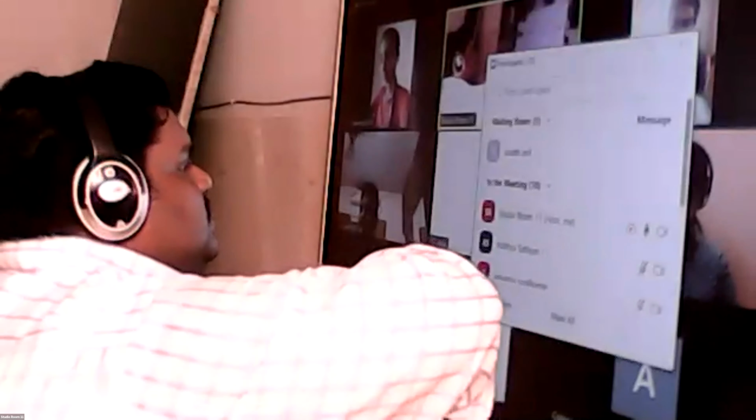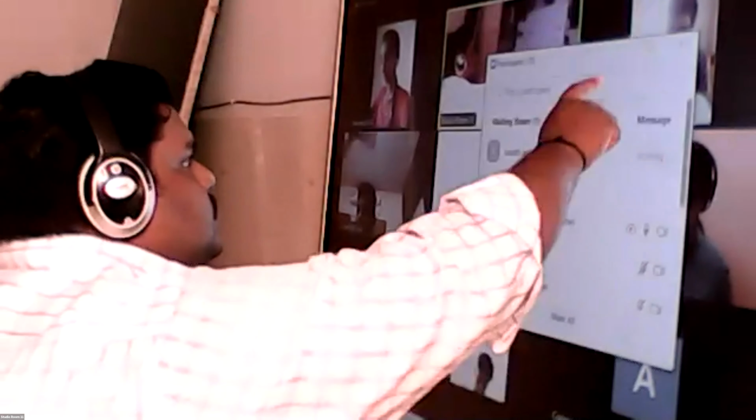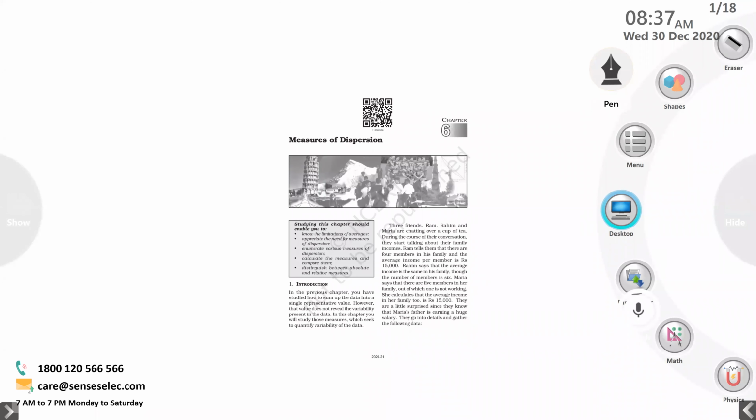Measures of dispersion, in which today we want to discuss two important aspects. I hope the screen is visible, right? Is there any trouble with the screen? You're able to see the screen properly, right?